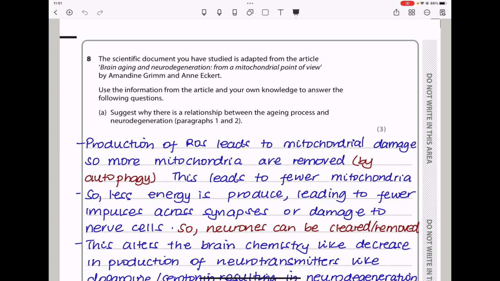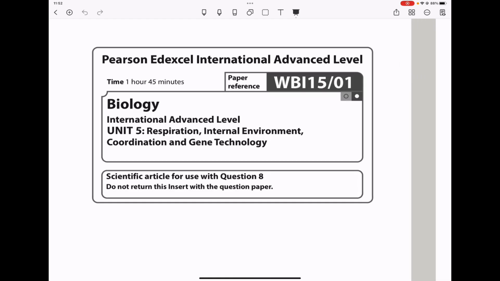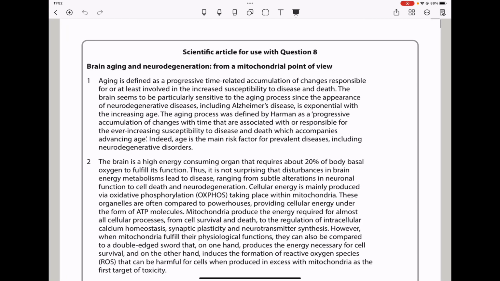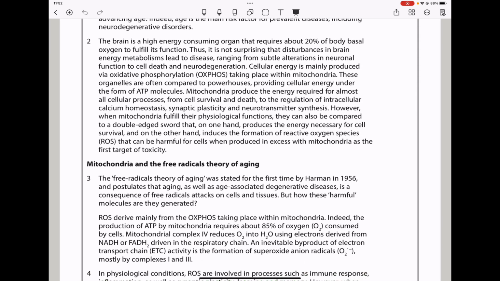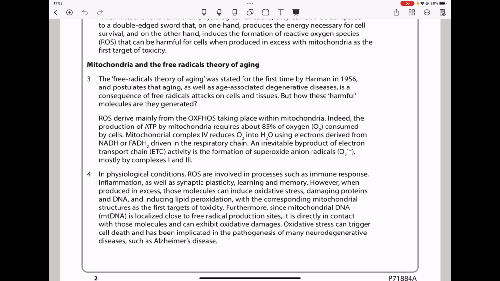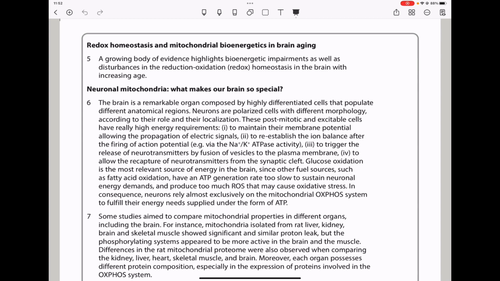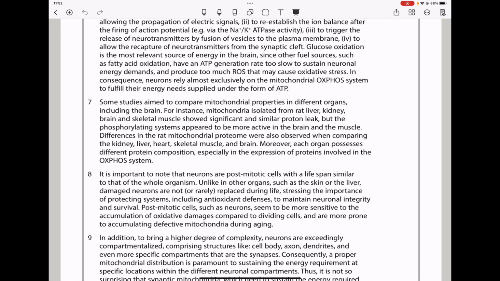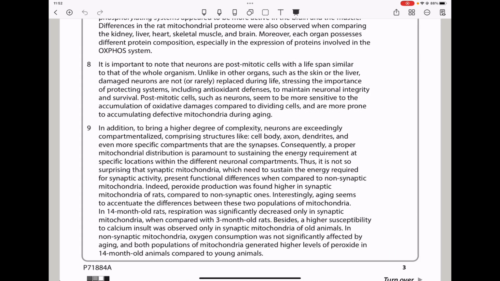To answer question 8, we'll begin with a scientific article. I'm going to scan through the article as you visualize, and then I'll come to answer the question. So this is the article for answering question 8. It goes like this. It's about brain imaging, neurodegeneration, and mitochondria. We can see talking about free radicals and how they cause aging, mainly reactive oxygen species from the mitochondria. As you're going through this, you have to pause so that you can read slowly.